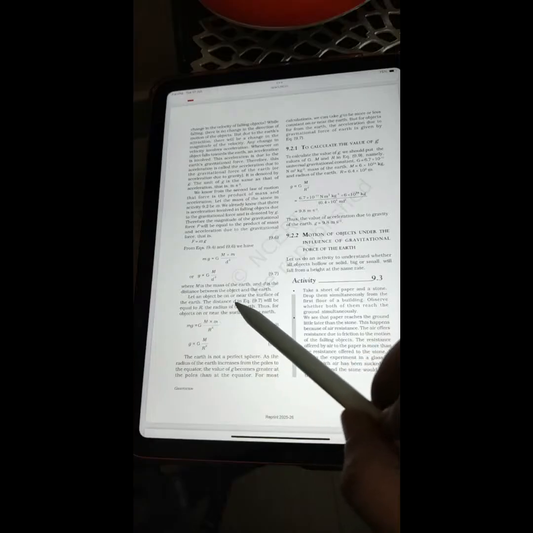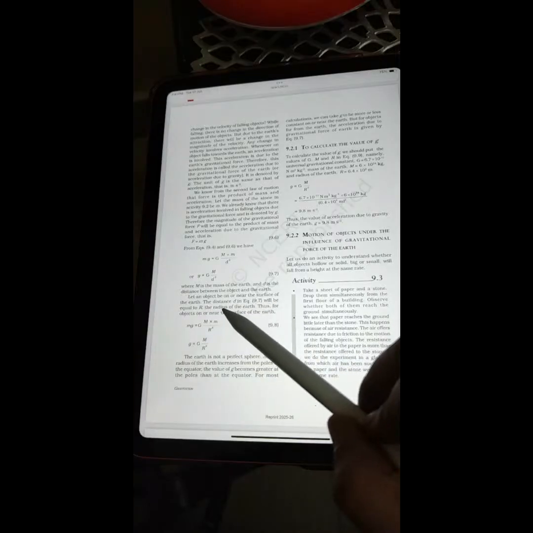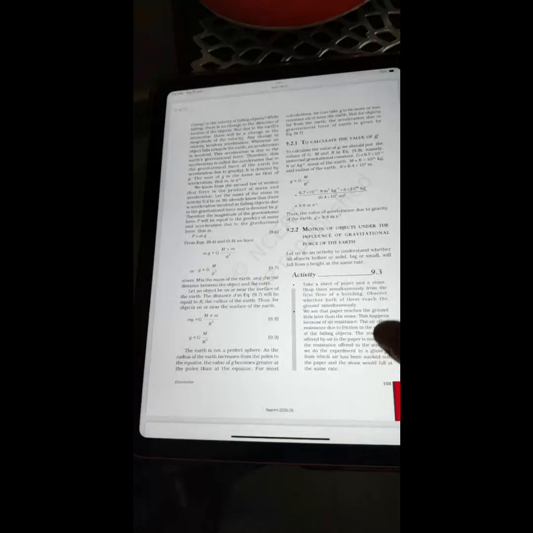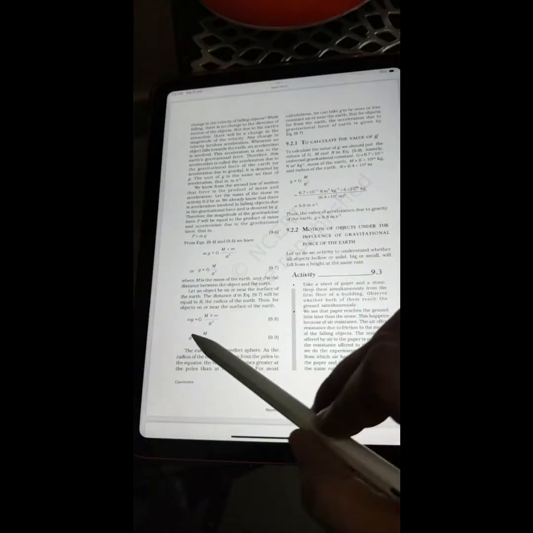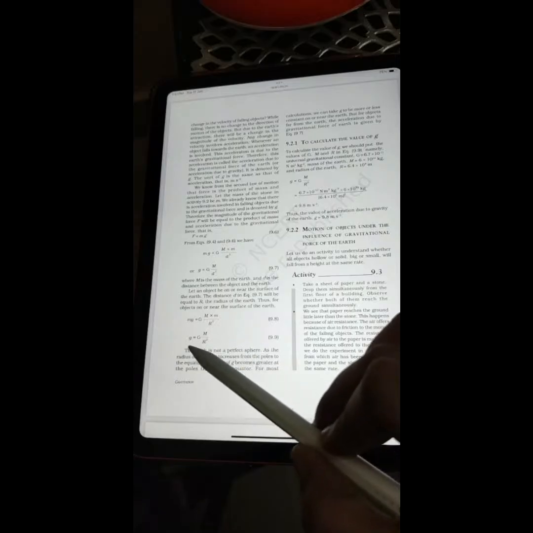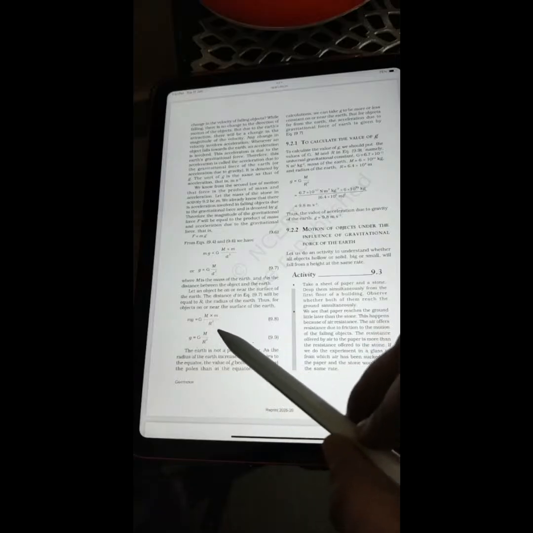Let an object be on or near the surface of the earth. The distance d in equation 9.7 will be equal to R, the radius of the earth. Thus, for objects on or near the surface of the earth, mg = G M m / R². So g = G M / R².